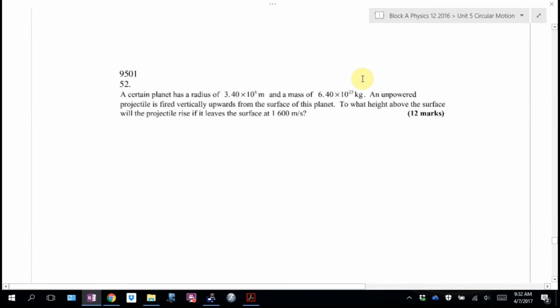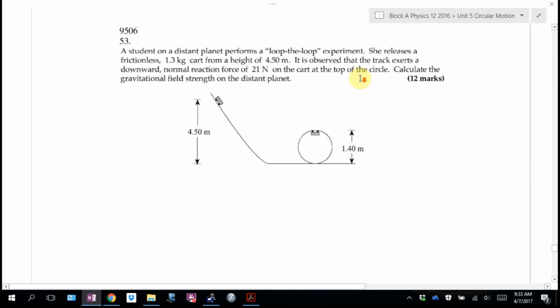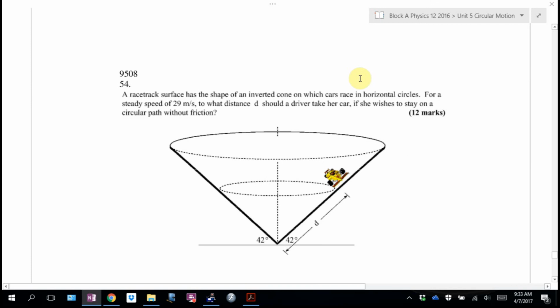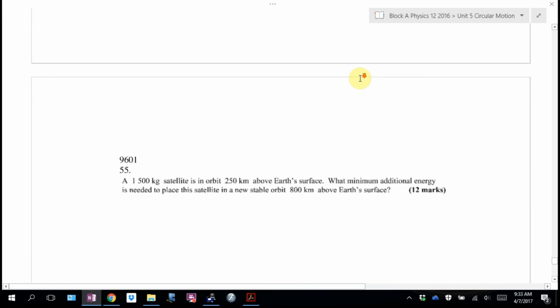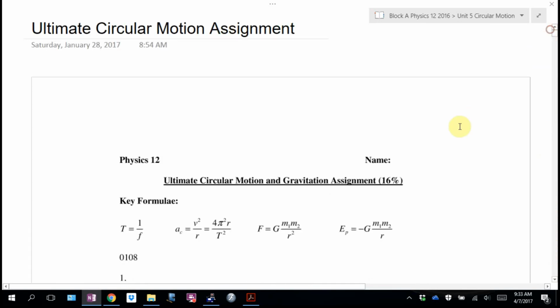51 is a little tricky. 52 is not that bad. Definitely not 54, although it's very cool if you analyze it. All right, my angels, there's your hints.